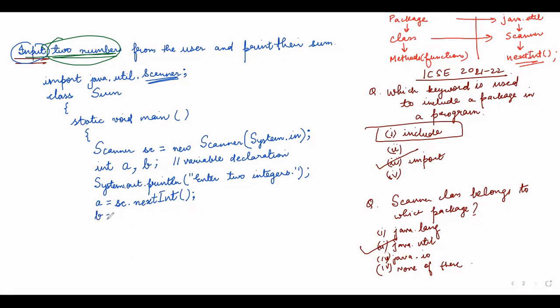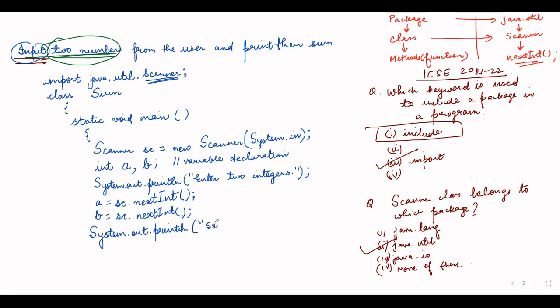उसको लिखूंगा ऐसे. B is equal to SC.nextInt. B में चला गया second value. अब मेरे पास A में चला गया first value, B में मुझे मिल गया the second value which the user has inputted. Now what will the program do? The program should add these two numbers which are stored in A and B and just display the result, print the sum. तो print करने के लिए मेरे पास ये system.out.println है और मुझे क्या print करना है?